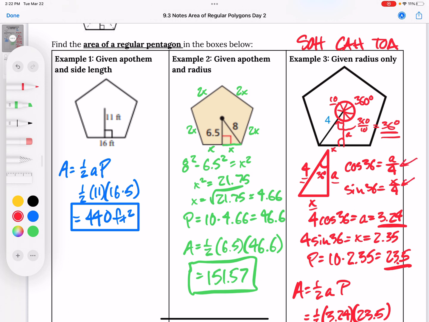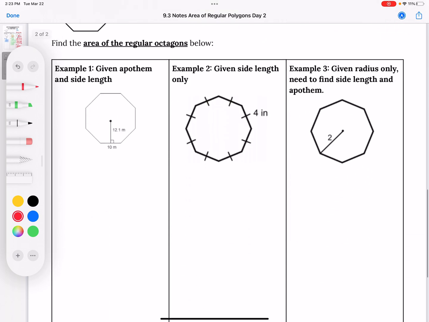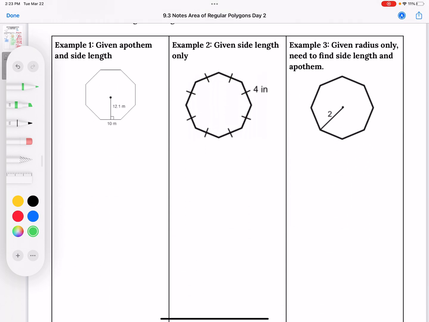We can do it like that with any one of them, whatever shape it is, but we're going to focus on pentagons and octagons today. All right, so again, given the apothem and a side length, very easy. 1/2 AP. So this is 1/2 times my apothem of 12.1 times my perimeter of 10 times 8 of those. So multiplying all this out, we get 484 inches squared.